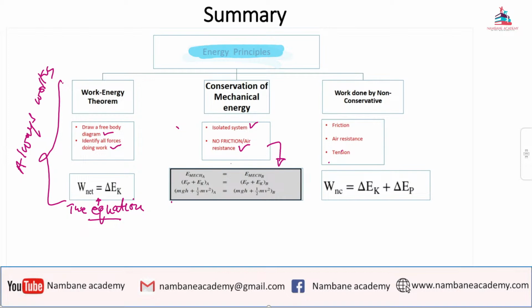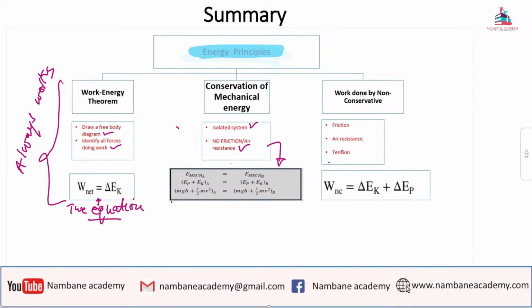Energy conservation of mechanical energy. Examiners can also combine concepts of momentum with conservation of mechanical energy, but that we will do later, once we are happy that we are able to apply the work energy theorem and that we can apply conservation of mechanical energy.